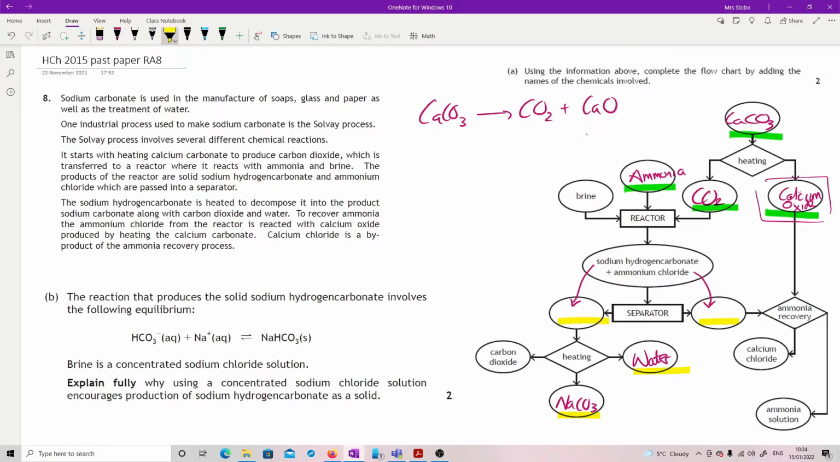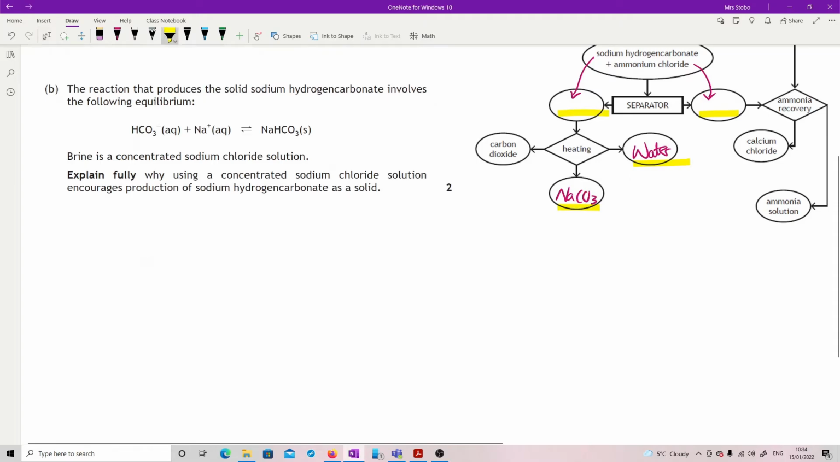Okay, right. The reaction that produces the solid sodium hydrogen carbonate involves an equilibrium. Brine is a concentrated sodium chloride solution. Explain fully, 2 marks on this one, why using a concentrated sodium chloride solution encourages production of sodium hydrogen carbonate as a solid. Let me just spin this down a bit. Okay.